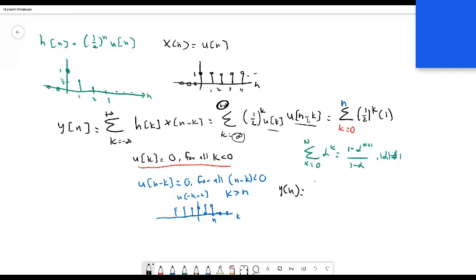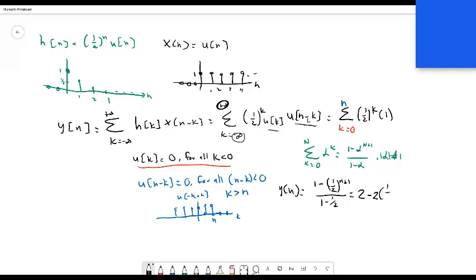So for our case, our y of n is going to be 1. I need to subtract... our alpha is 1/2. Our big N is little n. We have a 1 minus a half in the denominator. That denominator is just 1/2, which means I'm going to multiply everything by 2.